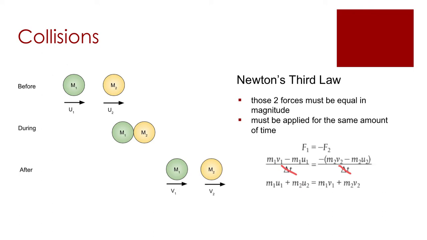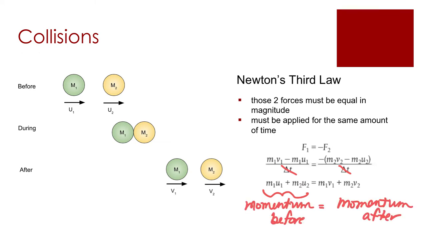So let's look in a little bit more detail. What do I actually have? On the left side here, I have m1u1 and m2u2. This is just the momentum before the collision. And on the right side, m1v1 plus m2v2, that's the total momentum after. Don't forget, v stands for velocity, not speed, so it's a vector. And in this case, I'm going to say positive is to the right.